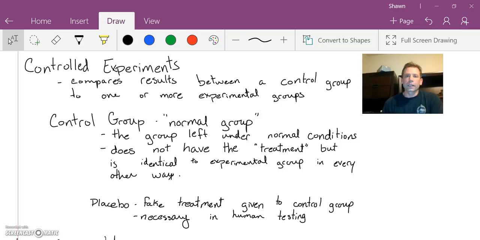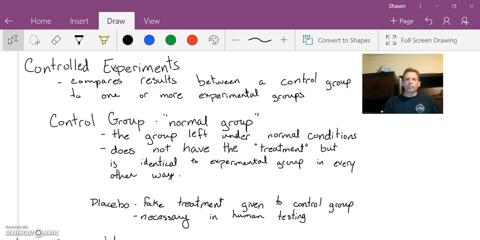These set of notes are going to explain how we set up controlled experiments. Basically, this is the way scientists usually do experimentation, and that's based on comparing one group to another. And we have names for those groups as well. What we do, and this is important, is compare the results of a control group to one or more experimental groups, and we're going to talk about what that control group is and why we need that control group for a controlled experiment.